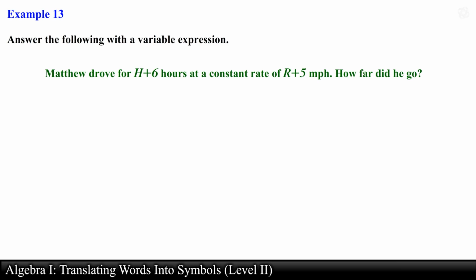This problem is a typical distance equals rate times time problem. So we use the distance traveled formula at a constant rate. D equals RT. In this problem, the rate is equal to the quantity r plus 5. So we use grouping symbols and substitute this expression for r in our formula. And in the same manner, the time interval traveled is equal to the quantity h plus 6. So we substitute this expression using grouping symbols for the variable t. Our final variable expression is equal to the quantity r plus 5 times the quantity h plus 6 miles.